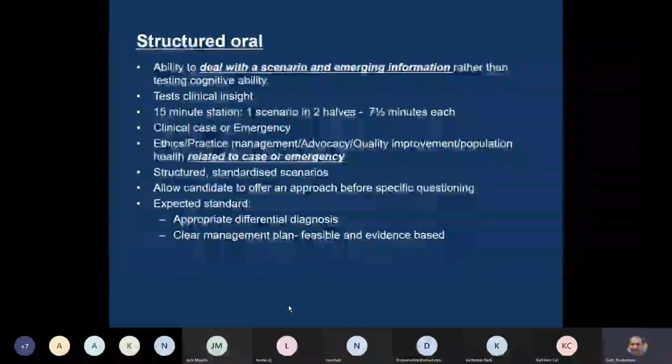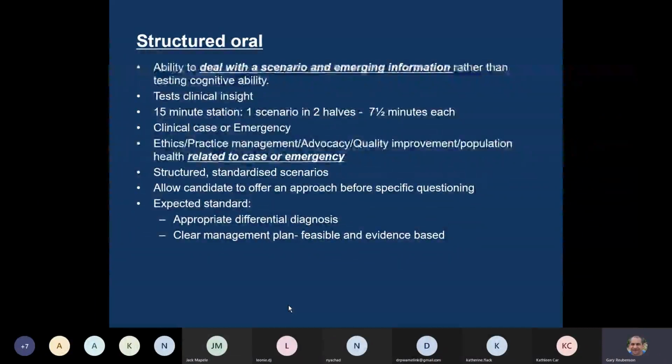And then the examiner will tell you, okay, you do that, and this is what happens. And you can be asked, okay, what will you do next? And you kind of go through that. And you can see that this evaluates something that can't be better evaluated anywhere else in the exam. And it really does try to see how people deal with new information.